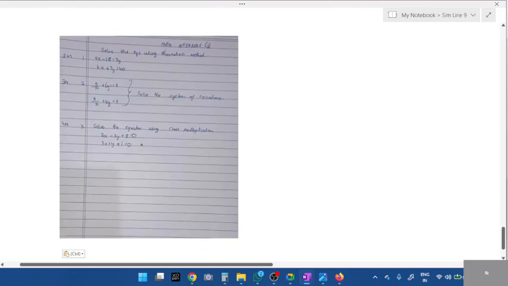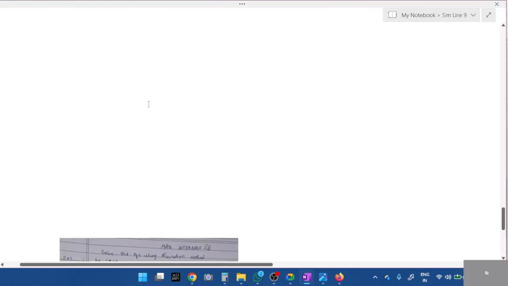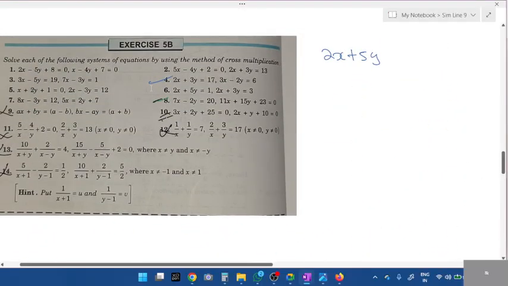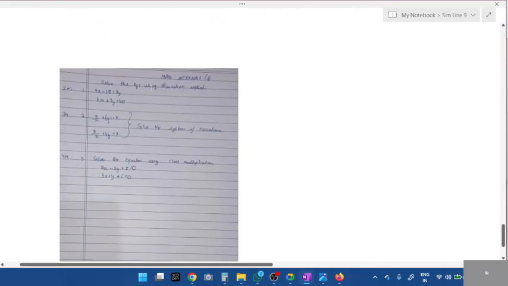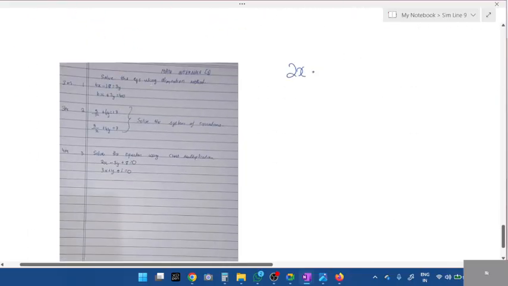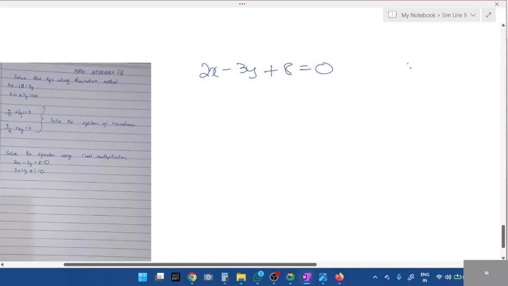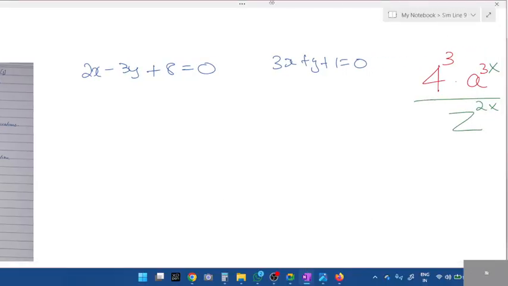Okay, one cross multiplication. I'm going to take this: 2x minus 3y plus 8 equals 0. For cross multiplication, everything should be on the left hand side, students. Next, 3x plus y plus 1 is equal to 0. Okay, how do you solve cross multiplication method? What's the word I told you to remember? All of you respond. What word I told you?